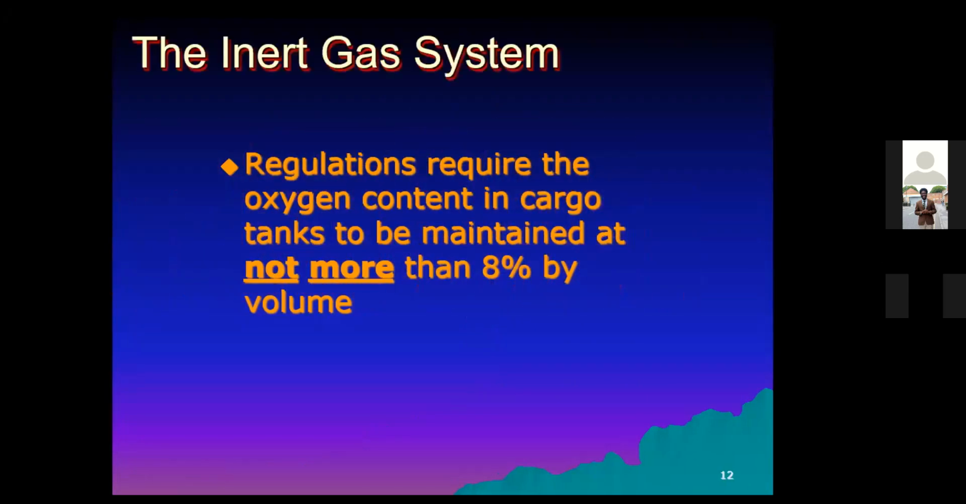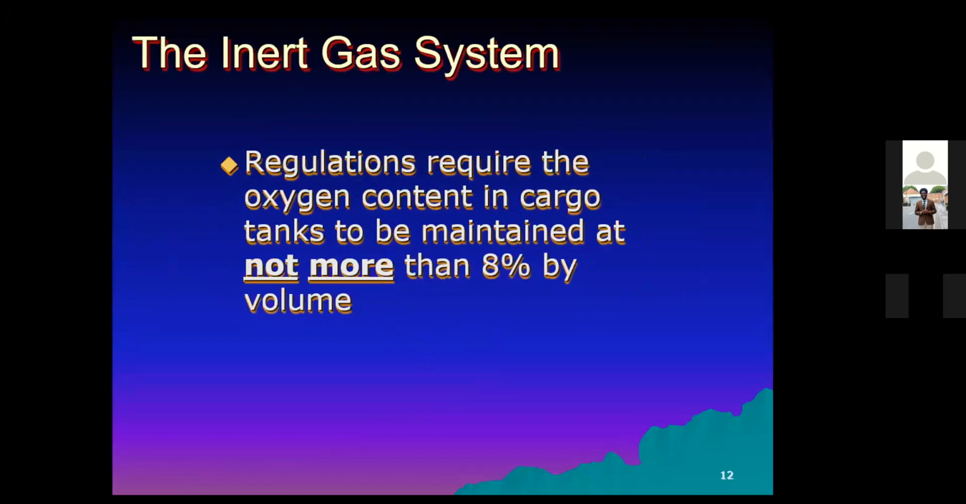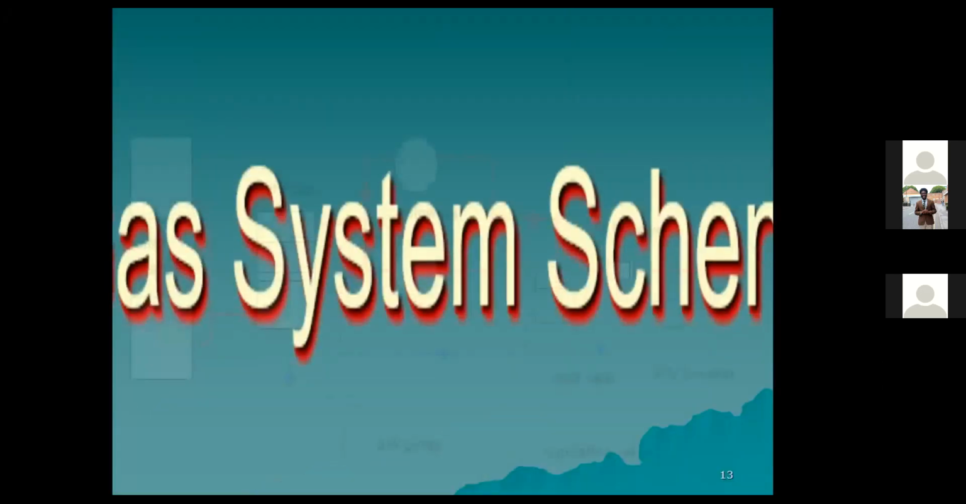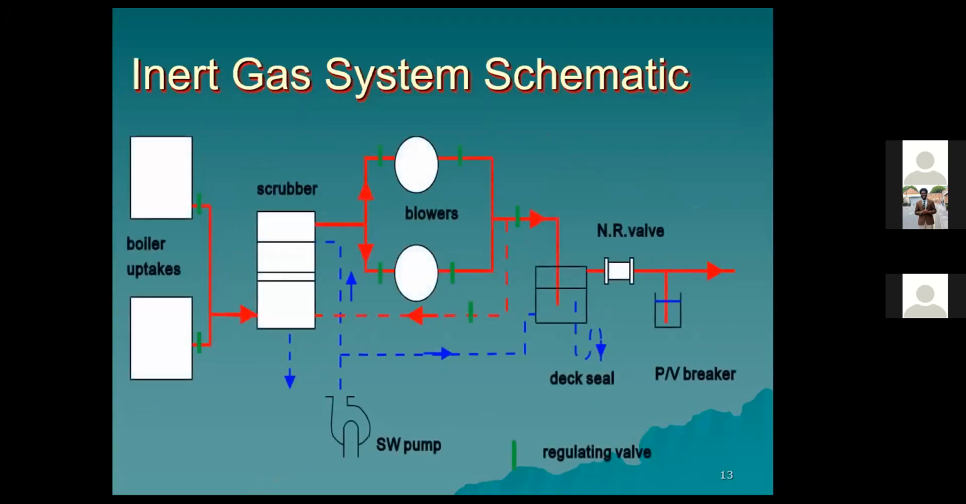So as you are aware, the previous regulation required that the oxygen content in the cargo tank be maintained at not more than 8% by volume. That is the oxygen content. It's not the amount of oxygen being sent to the tank. So there are two different things entirely. At all times, a tanker must be in an inert condition, and one of the conditions is that the oxygen content must be below 8% by volume. So this is a conventional inert gas system if you are on a tanker.